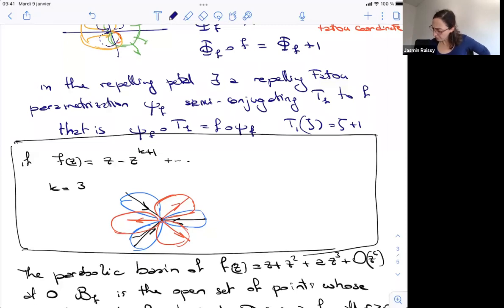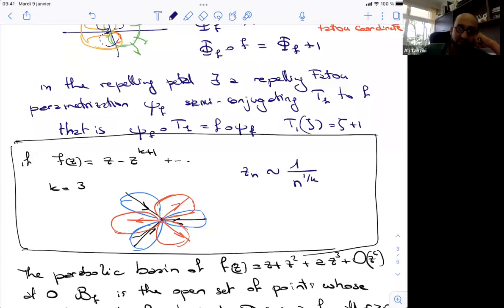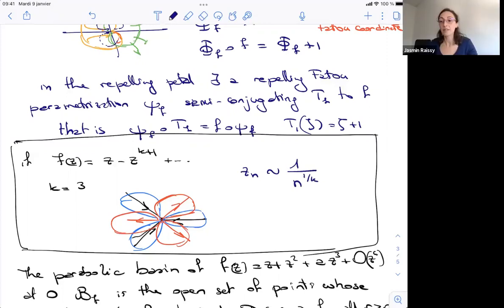In here, the rate of convergence, so z_n is going to converge like 1 over n to the power 1 over k. 1 over k, yes, okay. So you say that in this case, your convergence in the parabolic case is always worse than 1 over n. Yes. Exactly that. Okay, thank you. You're welcome. More questions, comments?